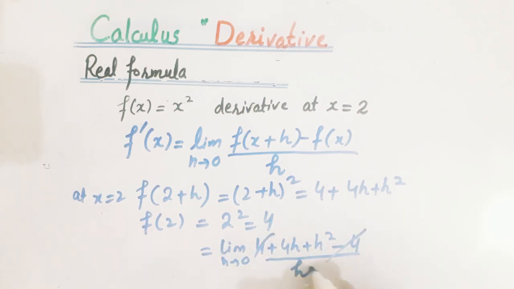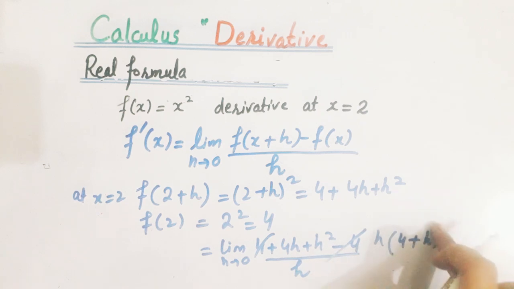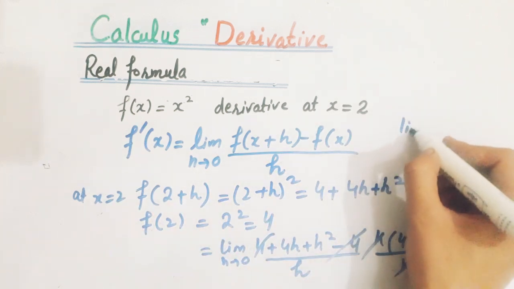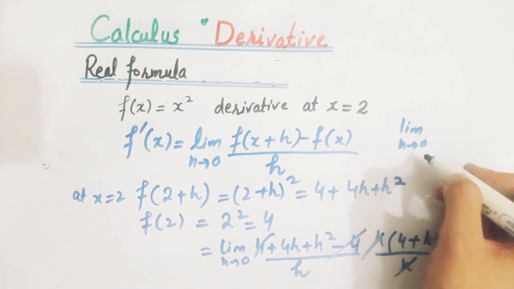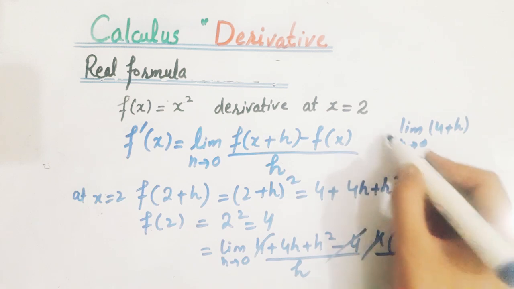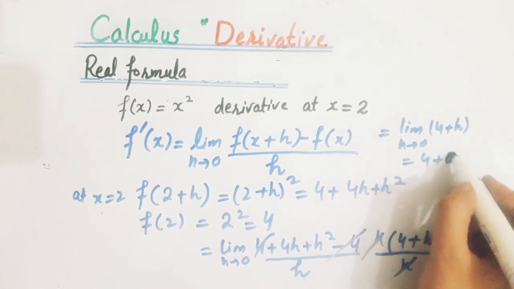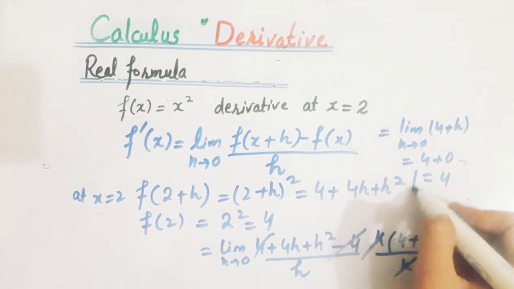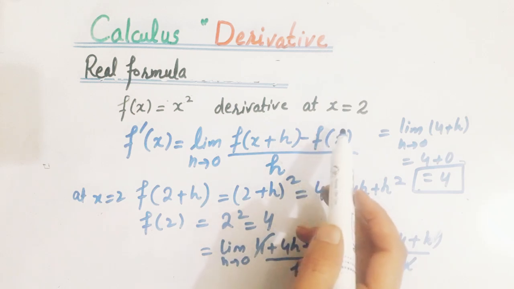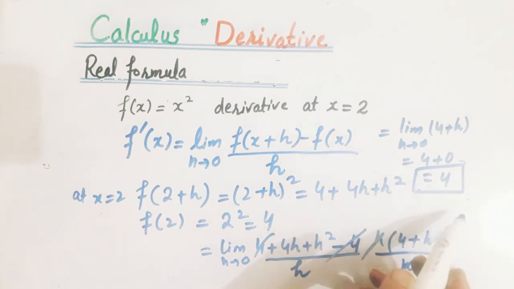So 4 and 4 are cancelled out, then take h as common, so h times 4 plus h, divided by h. H and h are cancelled out. Now apply the limit on this, the limit h approaches 0. When you apply the limit on this, you will get 4 plus 0, that is equal to 4. So your derivative is 4. So the slope of the curve at x equals 2 is 4.